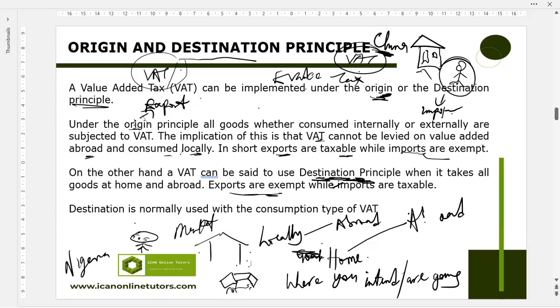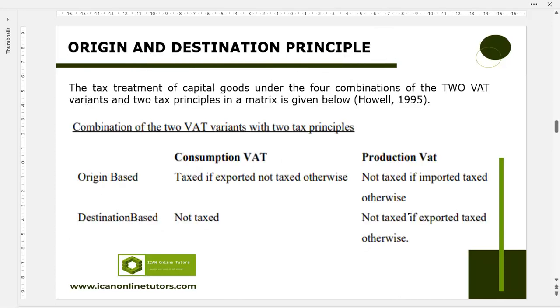Yeah. So then destination is normally used with the consumption type of VAT. So if in Nigeria we are practicing the consumption type of VAT, then our principle will be the destination principle. I hope I was able to explain this. For further explanation, you can always refer to your study text, any other material.